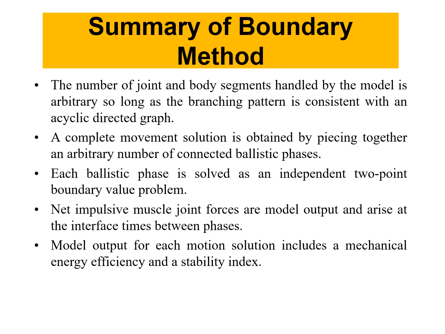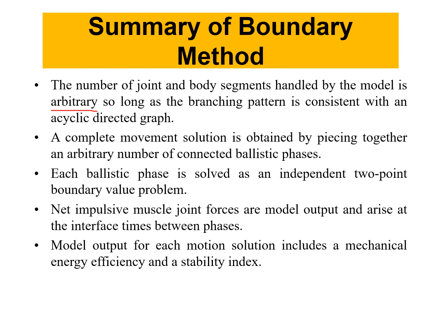So to summarize the whole thing, the number of joints and body segments handled by a model is arbitrary. You're the one who's going to build the idealization of the model. Do we agree? Step 1. As long as the branches pattern is consistent with the acyclic directed graph, which means that you don't have closed paths, a complete movement solution is obtained. So we build the model, you create the equations of motion, then you do the solution.